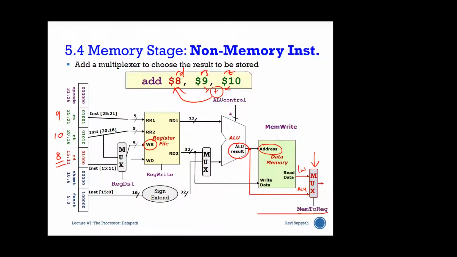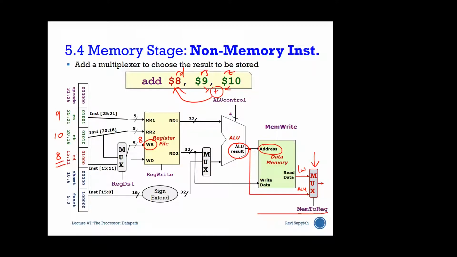So I need to make sure that the 5 bits that come here also say 8. Because according to this instruction, the register I'm supposed to write back to is register 8. So 8 must come here to WR. How can I make 8 come here?